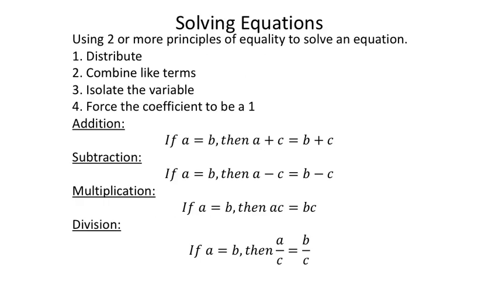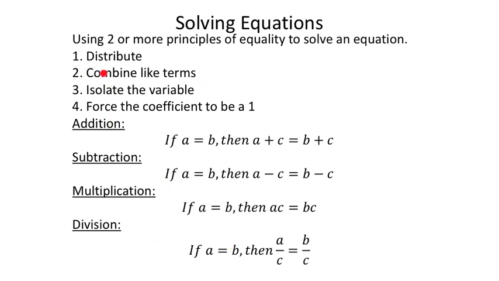Okay, we have solving equations, right? So this is the stuff that we've seen already. We know first we need to look for distribution. If there is no distribution, then we can skip that step. Same with combining like terms, although when we're isolating the variable, we're looking also to combine like terms. We're just using these principles of equality down here.